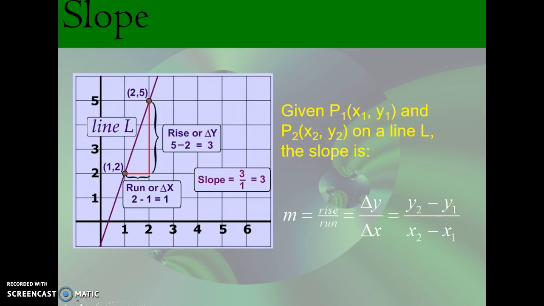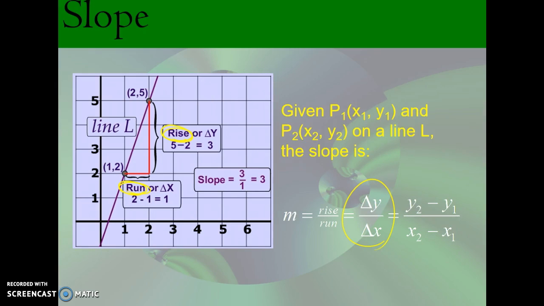Slope. Slope is rise over run. You might have seen it before in the past as delta y over delta x. The delta is a Greek symbol that we use in math and science to represent change. So it's the change in the y value, or a rise, divided by the change in the x value, or a run. Slope allows us to describe the path of any line.